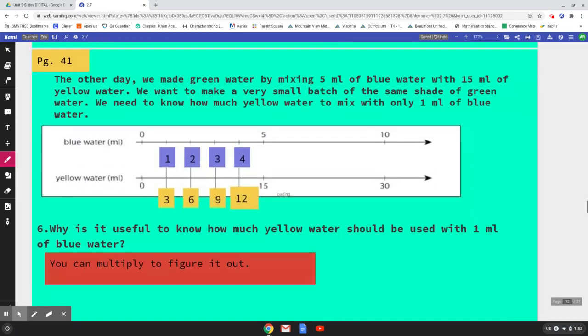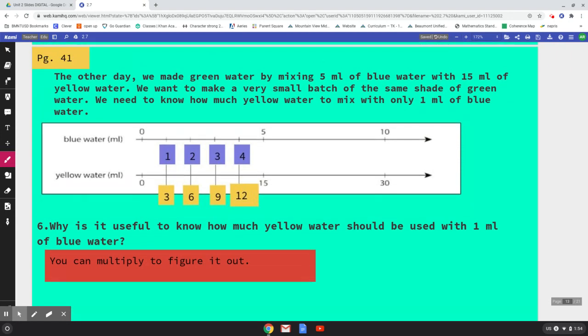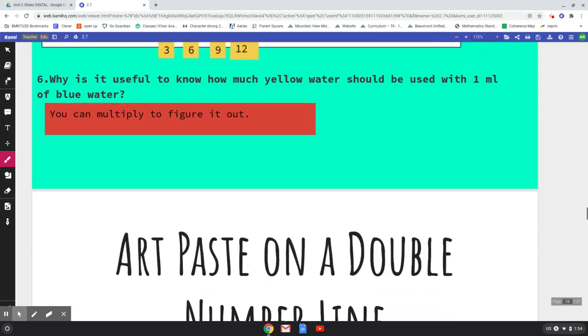Now you'll turn to page 41. So it says, why is it useful to know how much yellow water should be used with 1 milliliter of blue water? And the answer is to multiply it. So when we know what's going on for yellow, or blue, we can multiply the other by it. So that's why it's important to know that.